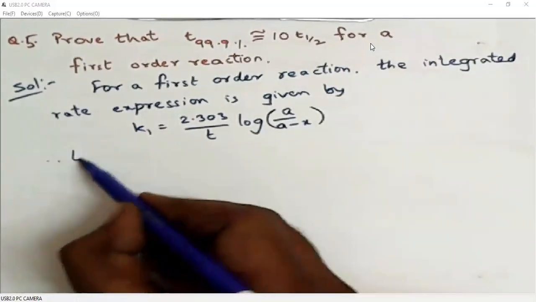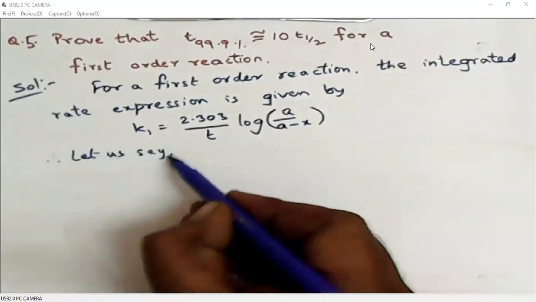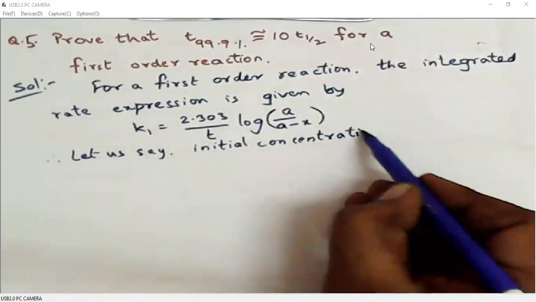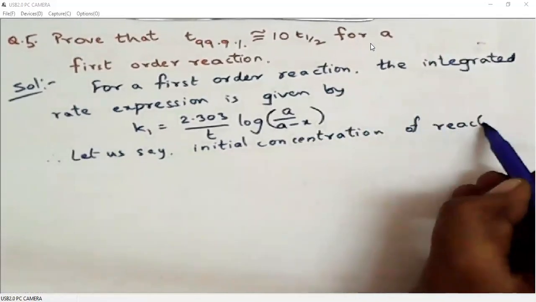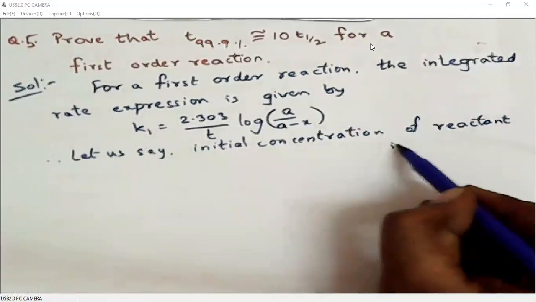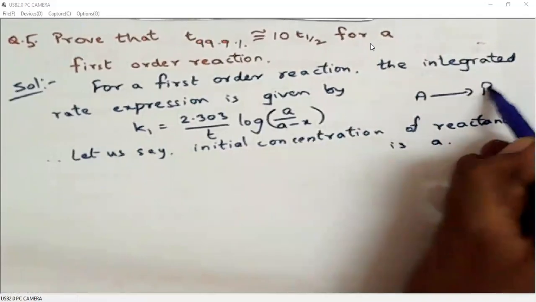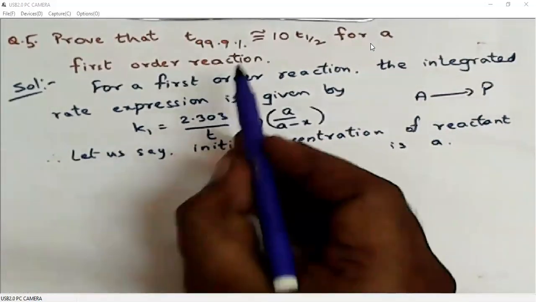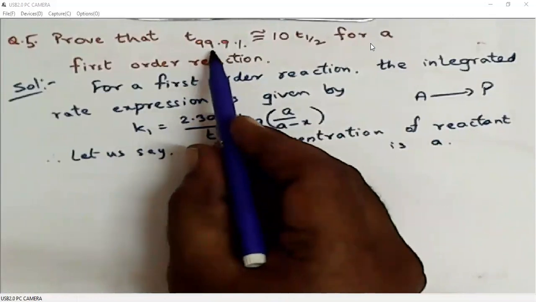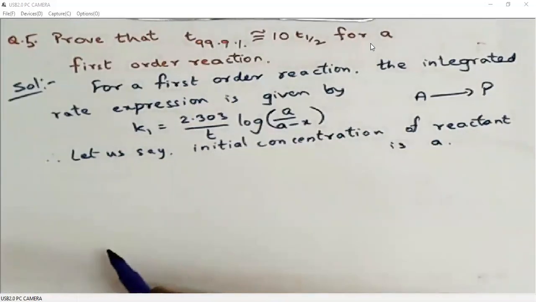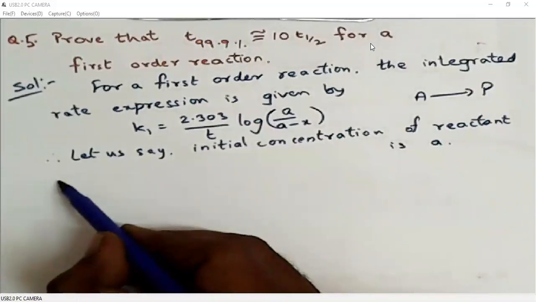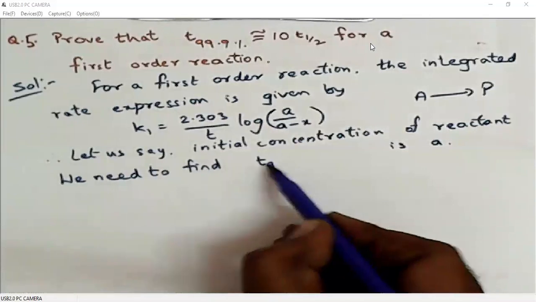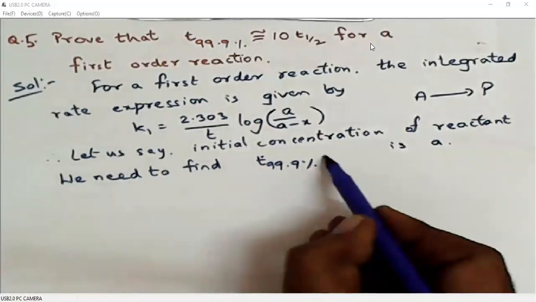So let us say the initial concentration of reactant is A. For example, if you take a general first order reaction, then the initial concentration of reactant is A. Then we need to find out the time required for 99.9% completion of a reaction.